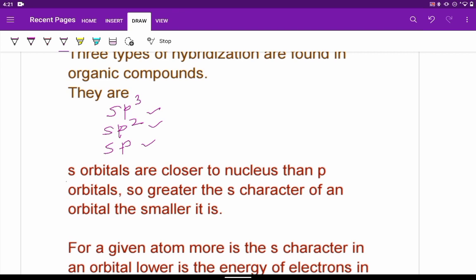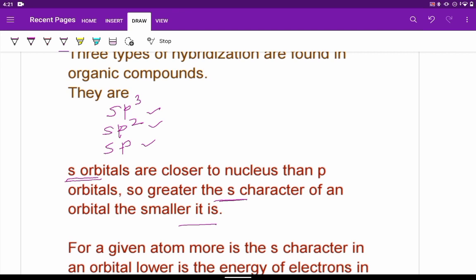Now we know that in the atomic structure we have already studied that s orbitals are closer to the nucleus compared to p orbitals. So the greater s character of an orbital, the smaller it will be in size. Okay, greater the s character of an orbital, the smaller it is. So the decreasing order of the size of the hybrid orbitals is opposite to the decreasing percentage of s character. So greater s character, smaller it is.